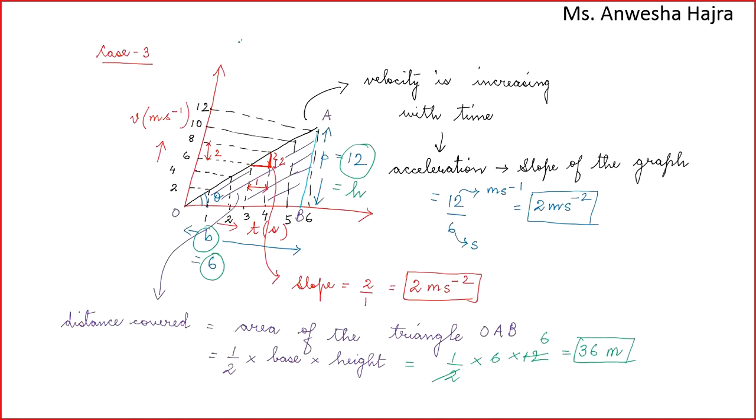That means if a body starts from here at the point O, it starts with the initial velocity 0, accelerates with 2 meter per second square, and then with this acceleration it covers a distance of 36 meters and reaches the point A.